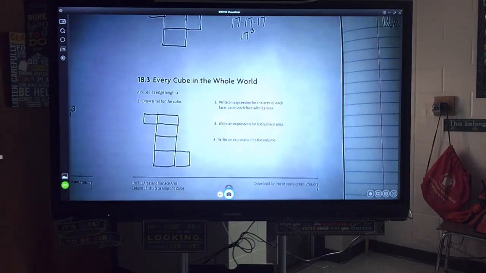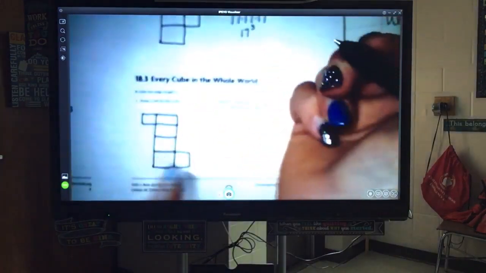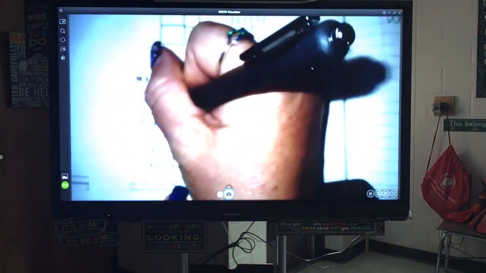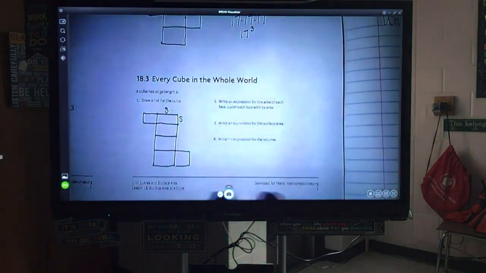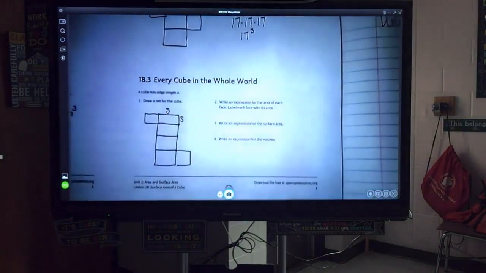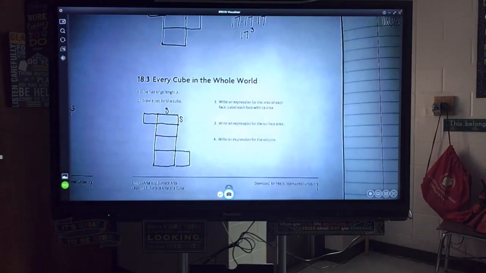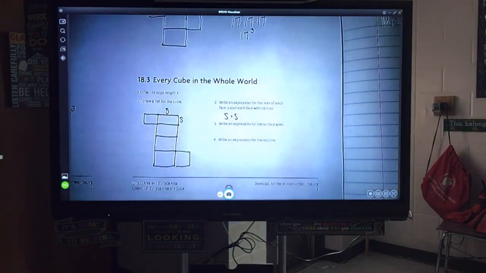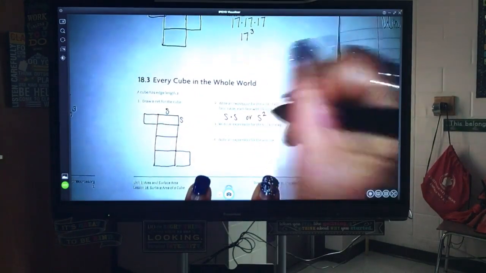Right. So here's our net, and it says write an expression for the area of each face. So technically, one side is S, the other side is S. So what would that be? Jason, what would our expression look like to find the area of that square? It would be S times S. Yep, just S times S. What's another way that you can write S times S? Lydia. S to the second power.